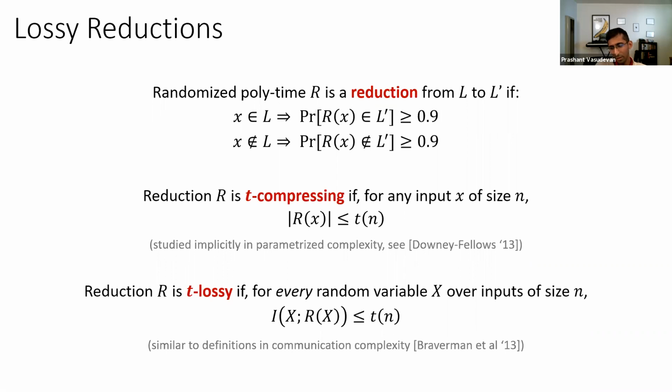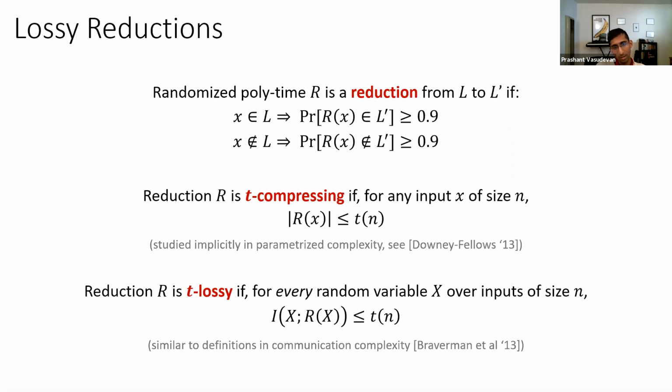In other terms, if you take an input distribution that has very low entropy to begin with, I don't care what the reduction does on it. Basically, it could reveal anything about the input that it wants. But if I take an input distribution that has large entropy, then it still maintains some amount of entropy. Almost t(n) bits of information about this input is leaked by the reduction, right? And it's similar to the definitions of information complexity and communication complexity and all. And this is the notion of lossiness that we're going to be using, right?